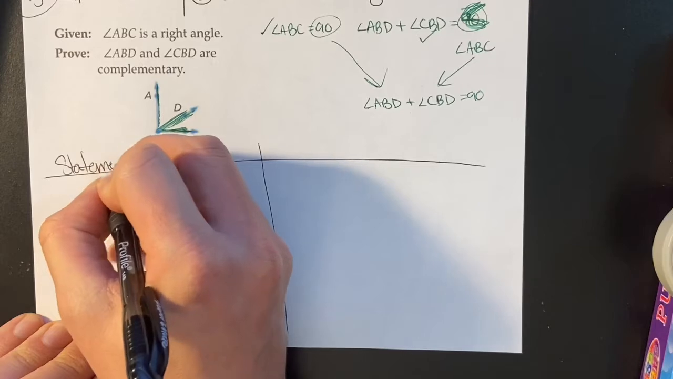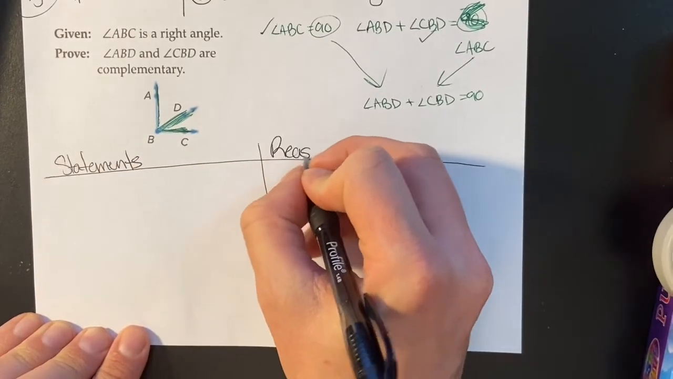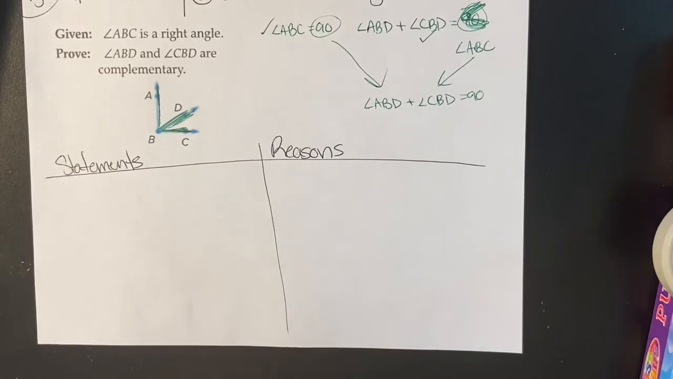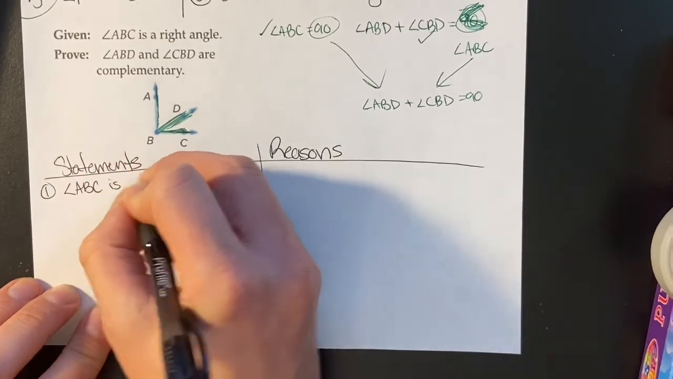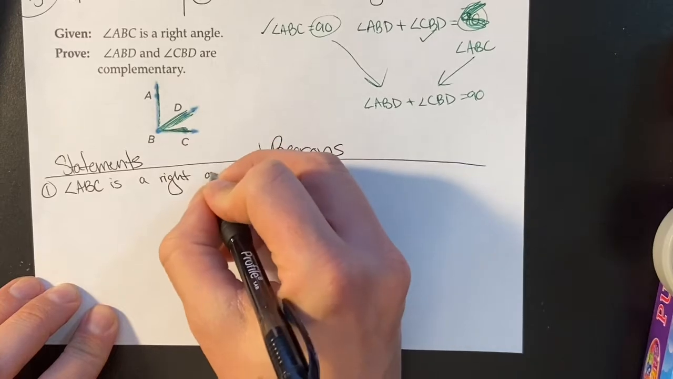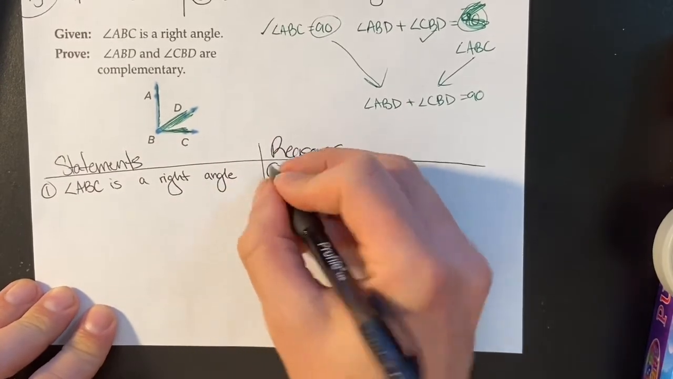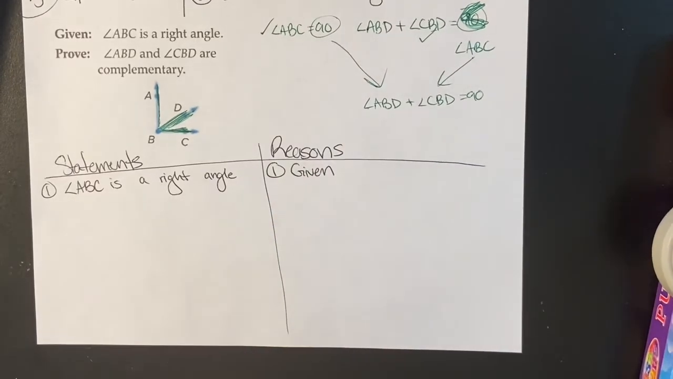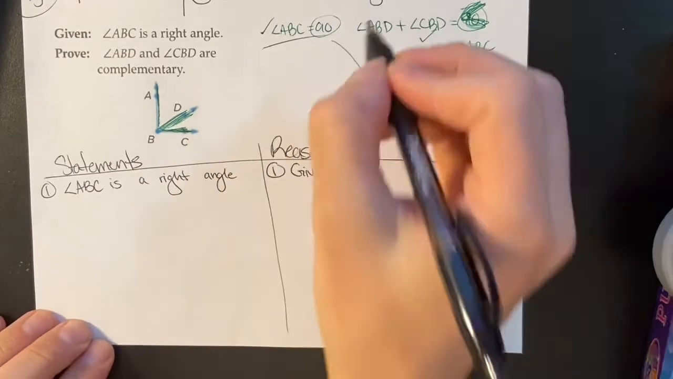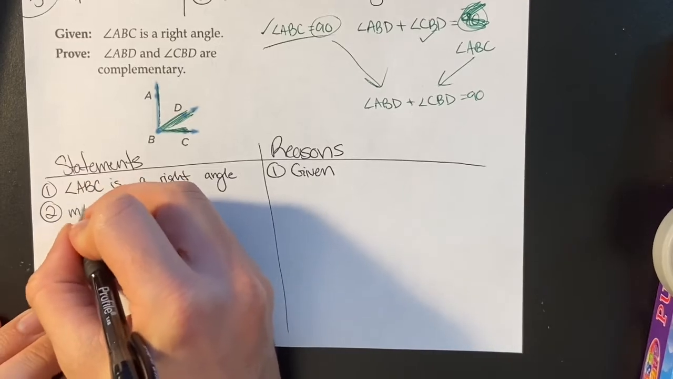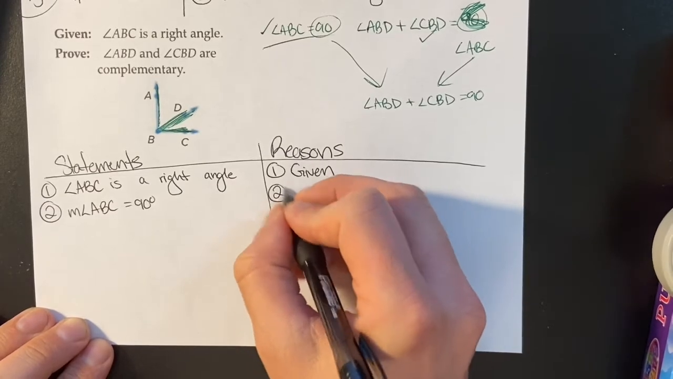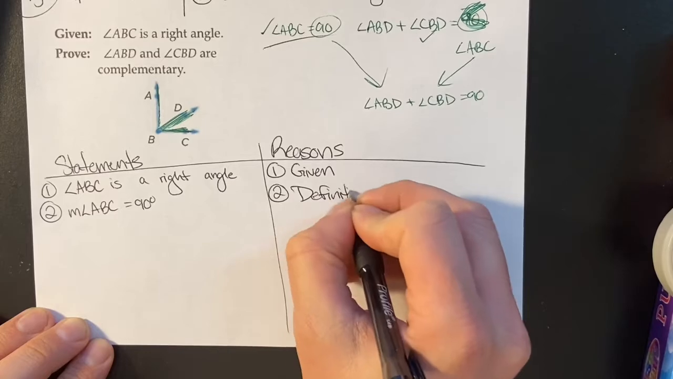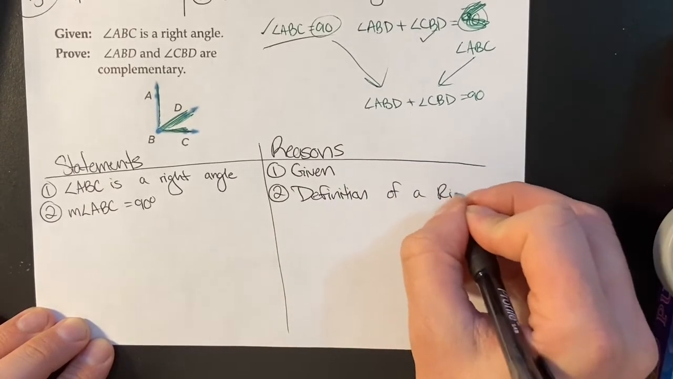Statement. Reasons. All right, statement number 1 is the given. Angle ABC is a right angle, and that is the given. What that means then is that the measure of angle ABC is 90 degrees, and that's the definition of a right angle.